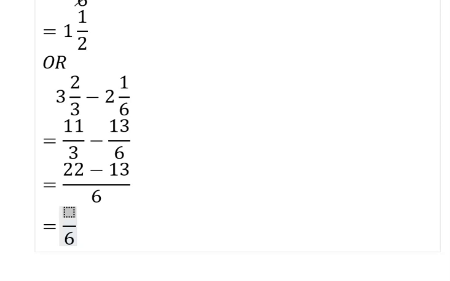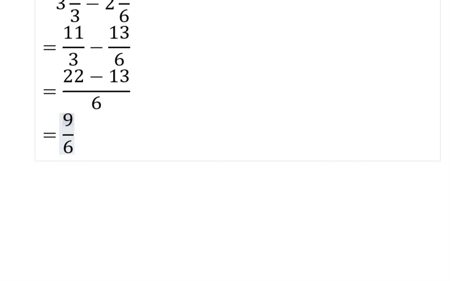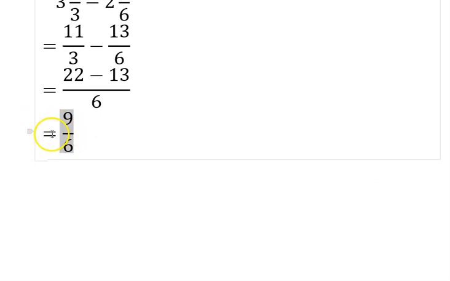Good. So if we now say 22 minus 13, it will give us what? 9. 22 minus 13 will give us 9. So we have 9 over 6. This is our answer. But if you look at it very well, this is an improper fraction. We need to convert it to a mixed fraction. Let's convert this improper fraction to a mixed fraction.